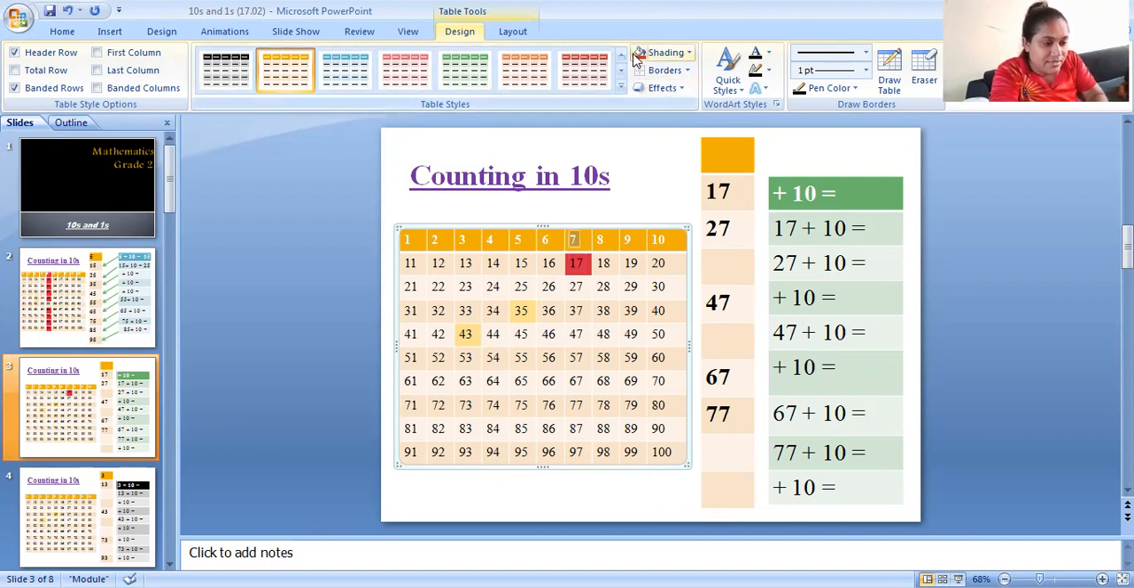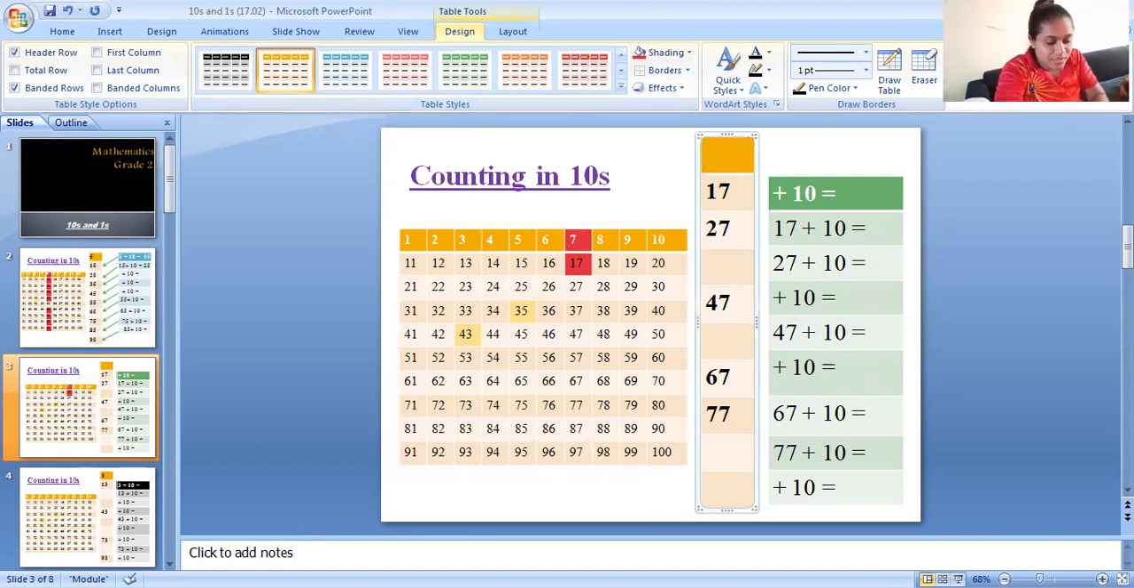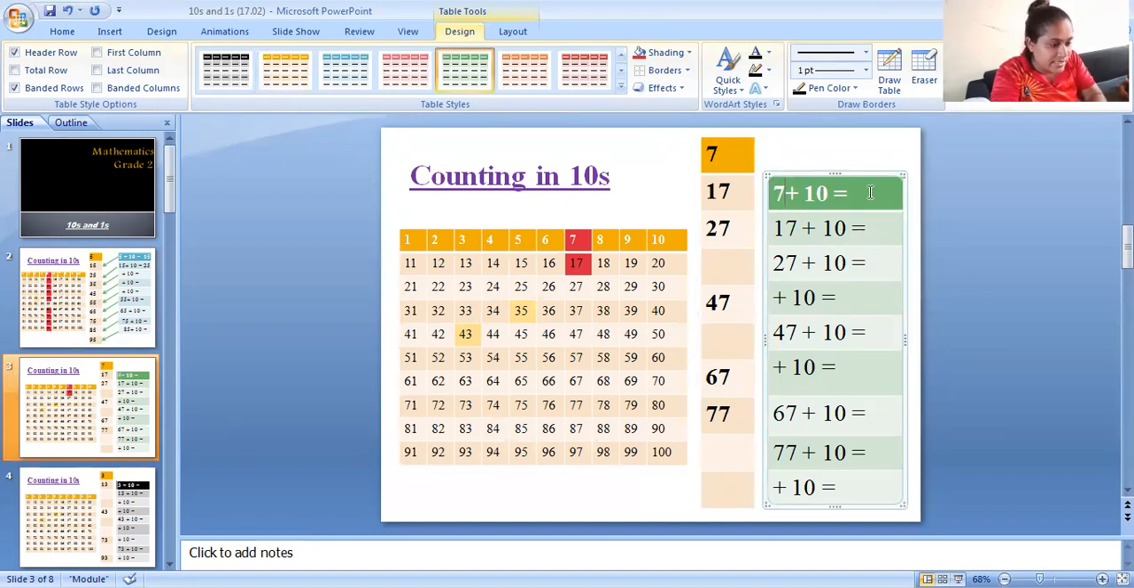Oh, we got the answer. What is it? It is 7. Let's see. 7 plus 10 is equal to 17. And 17 plus 10 is equal to 27. Here 27 plus 10. Let's find the answer. 27 plus 10. So we should count 10 forward. Now we are going to find the next number. 1, 2, here it is. It has given 27. From 27 we are going to count.